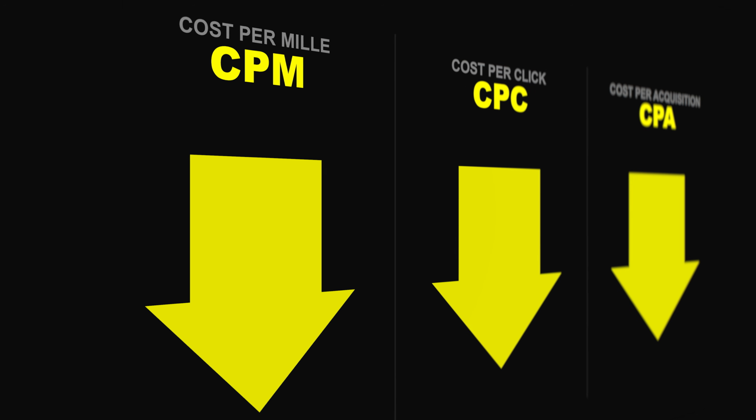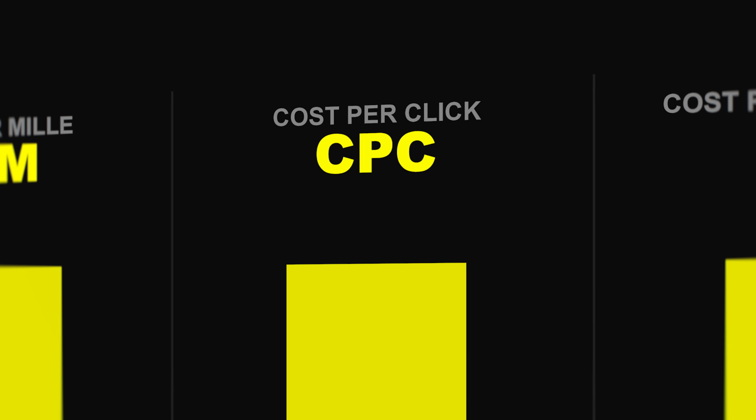And here's the key advantages. Competition is lower, which usually means lower CPMs, lower CPCs, and better acquisition costs. Less noise. Again, more room to win. That's why Snapchat is interesting right now.